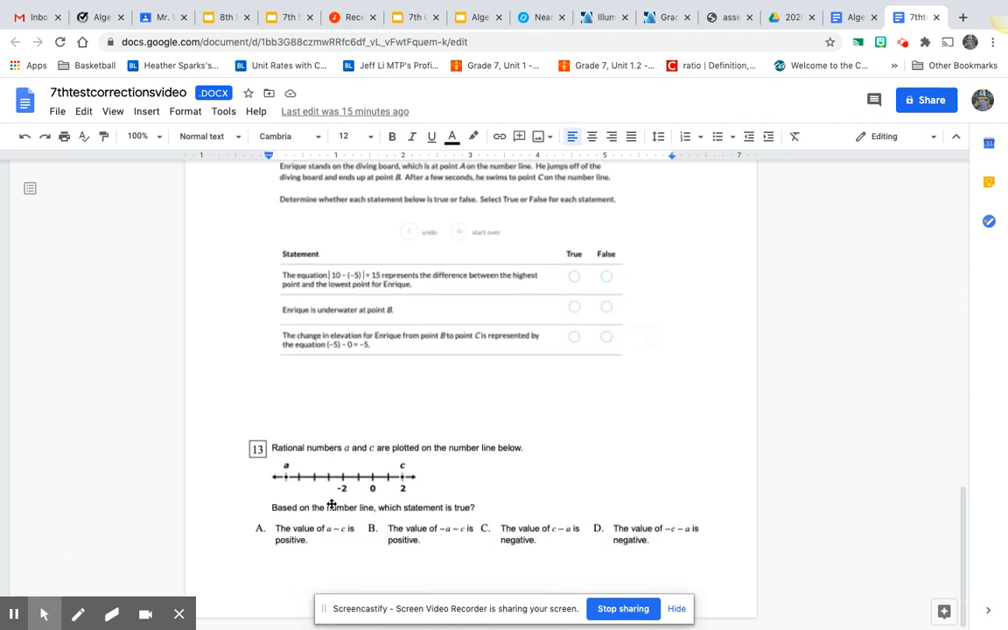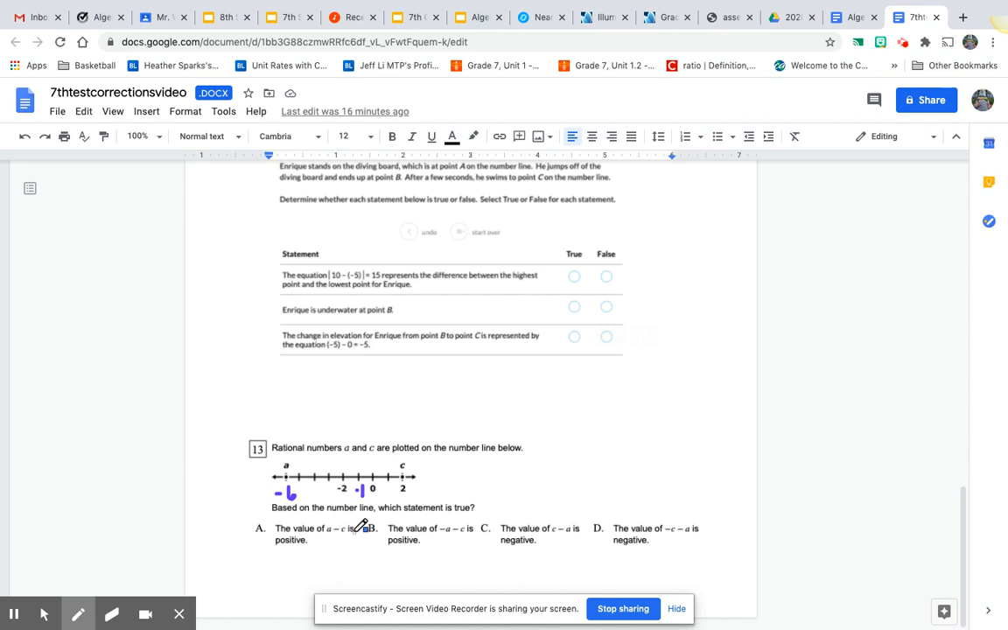All right, and the last one. The rational numbers A and C are plotted on the number line. Based on the number line, which of these statements is true? So let's look at these numbers. It's okay if you want to put numbers in for these letters. So let's look at point A. Well, here would be -1, right? That would be -2, -3, -4, -5, -6. And then over here, C is worth 2. So now that we know that, we could start looking at the problems.